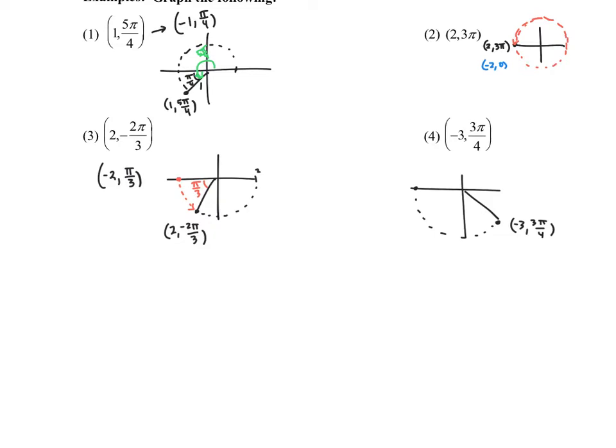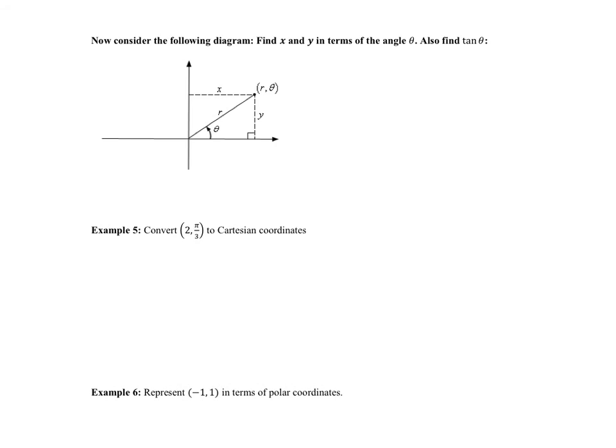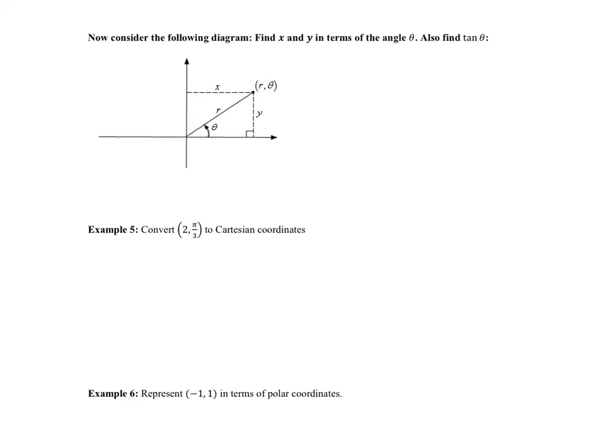Okay, let's take a look at the next few examples. All right, now let's consider the following diagram. You can see that I've got both polar and rectangular labels to this right triangle. Of course, here I've got theta, r, y, and then of course this value here would be x.